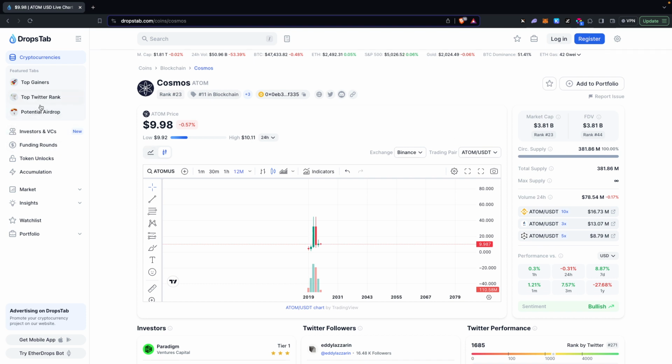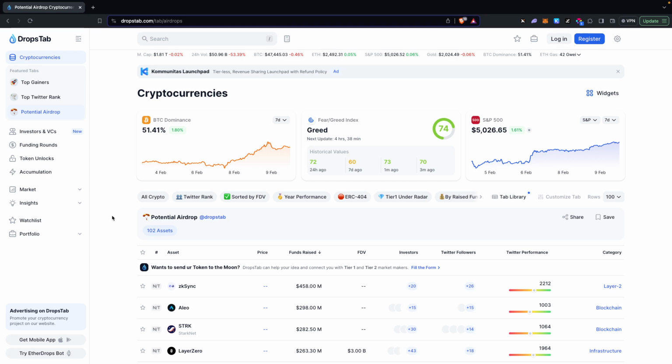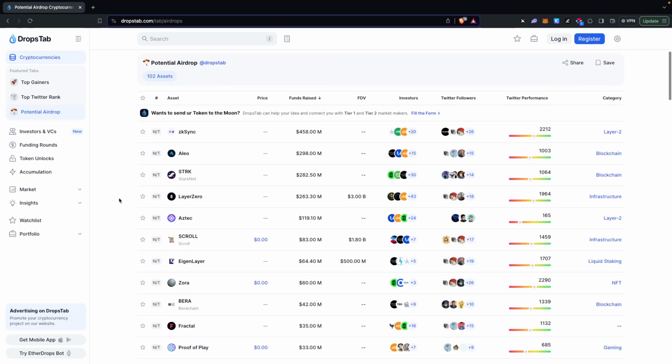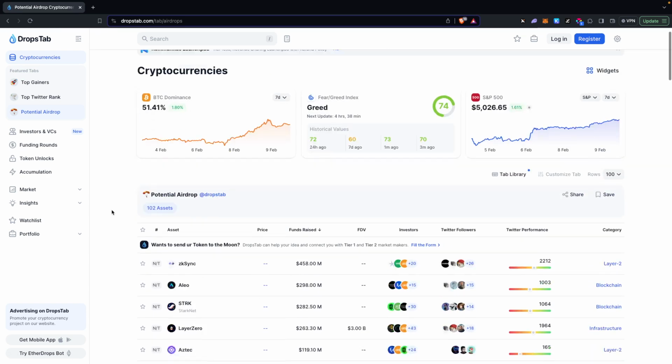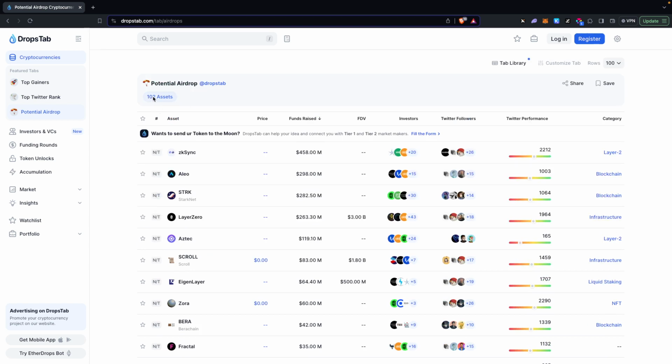So here you can actually see top potential airdrops, right? There's a tab for that. So I simply click potential airdrops, and then it gives me a list. So this is a list of assets, sorry, potential airdrops. So this is like 102 assets that are potential airdrops, right?